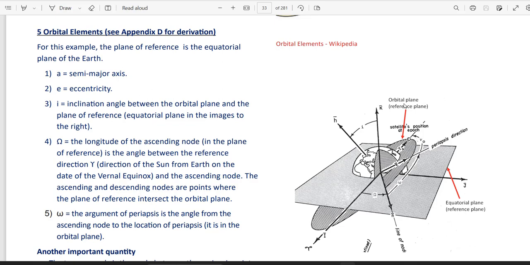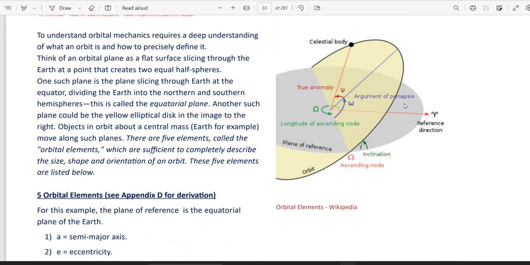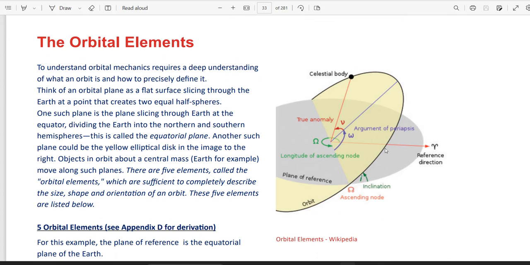Okay, the next angle is the argument of periapsis. It's the angle from the ascending node to the location of periapsis. So again, it's in the plane of reference of the orbital plane. So it's going to be this angle here from the ascending node. Again, that's where the orbital plane intercepts the reference plane, and it's from that location to periapsis. And I'll get to periapsis in a minute. That's just the distance of closest approach, from the object orbiting and, in this case, Earth.